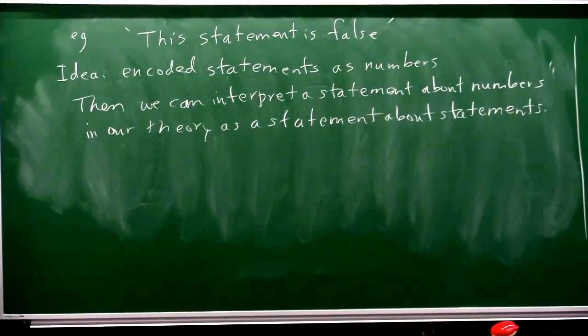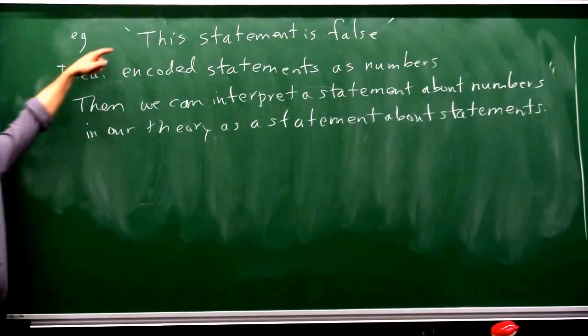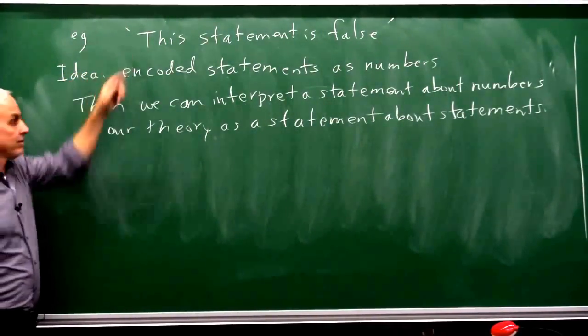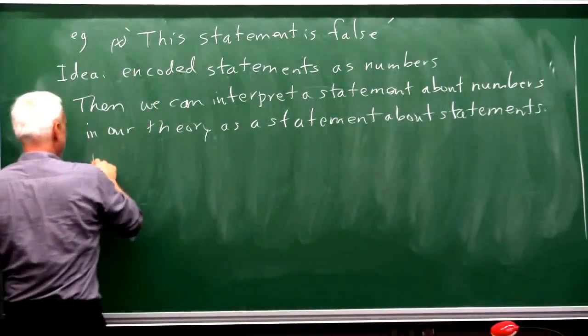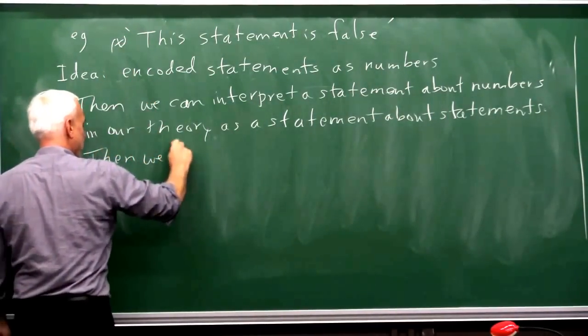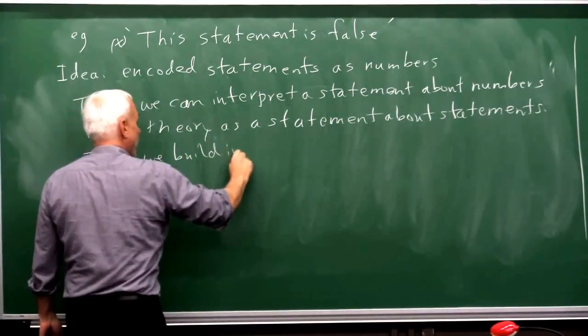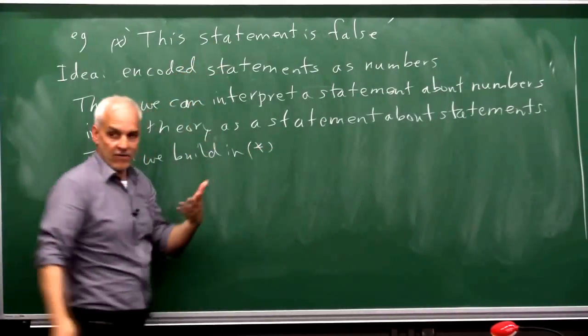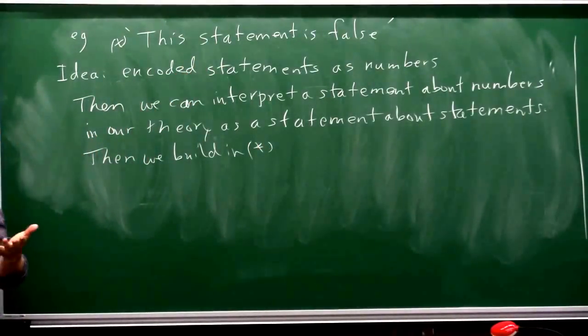And once you're in a position where you're entertaining statements which are about statements, then you can build in this statement. We call this star. Then we build in star. And once we have this thing, then we have a statement which cannot be proven either true or false.